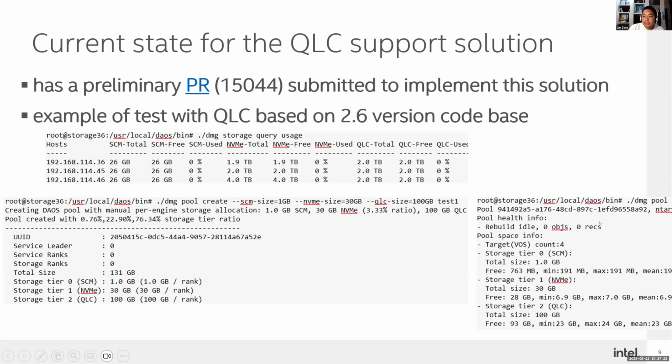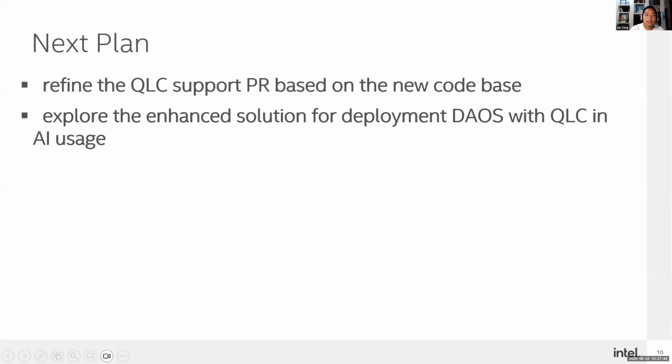The third is that after running some workload, we run dmg pool query. You can see that there is information for 3 tiers. The last one is for QLC.